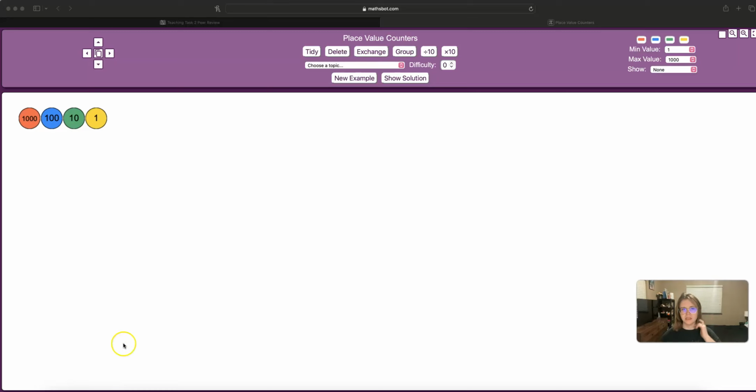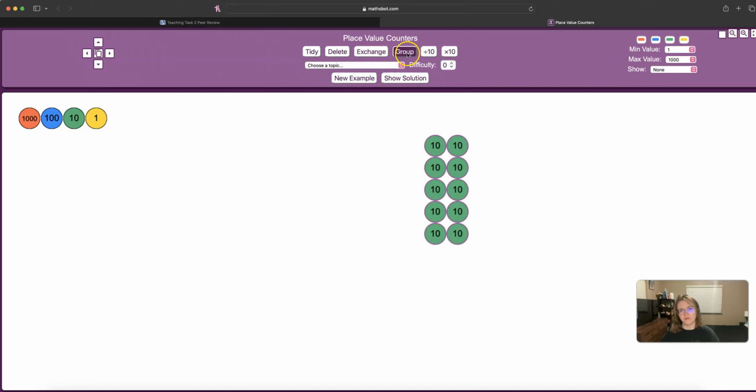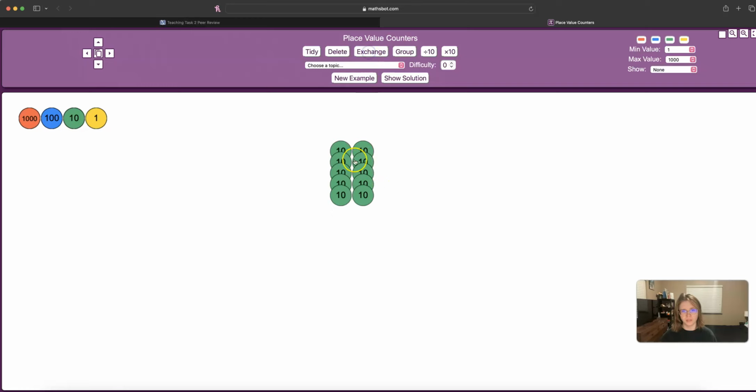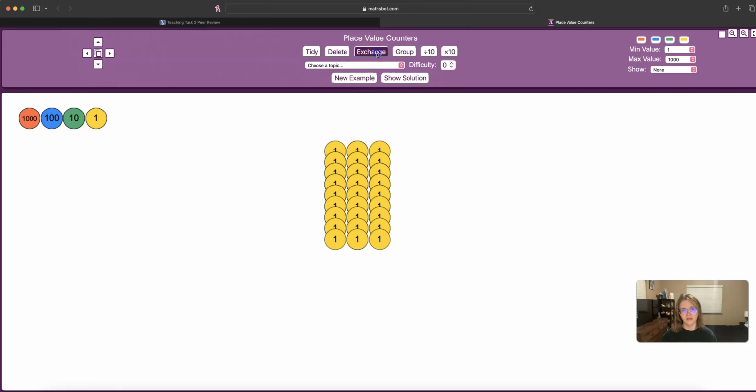We are going to be using the chip abacus today, and we're going to go over the values. So one chip is equal to 1. If we have 10 ones, this is equal to 10. And if we have 10 tens, this is equal to 100. And we can go back down to exchange the 100 for 10 tens, exchange the 10 tens for more ones.